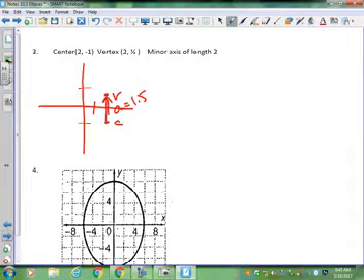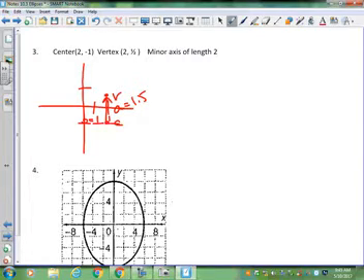Minor axis being 2 goes the other way, so it means it goes one this way and one this way. If I divide that in half, I get 1 and not 1.5, so that's another good clue. So now I know that my B is 1 and my A is 1.5.